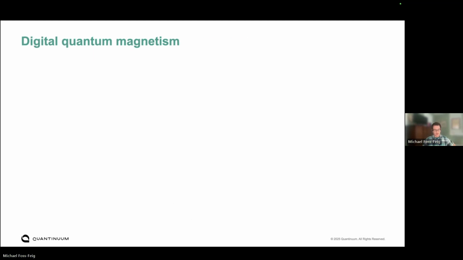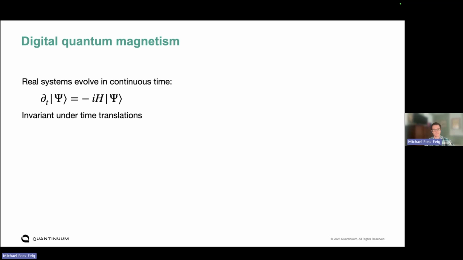So I want to delve into a little more detail about why doing effective discretization is really critical. And it's not just a question of quantitative accuracy. There's more to it than that. And the story can be understood as follows.